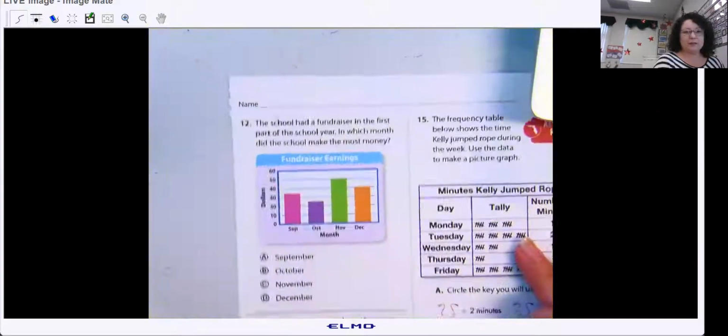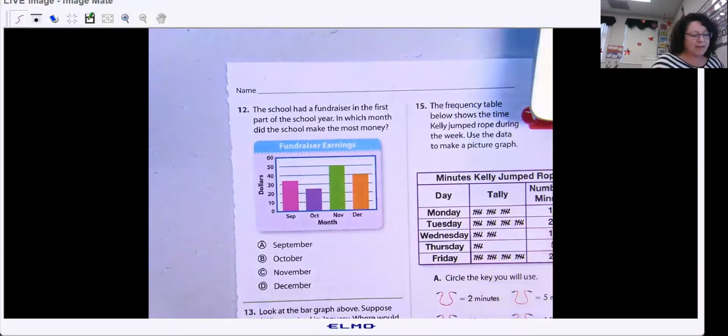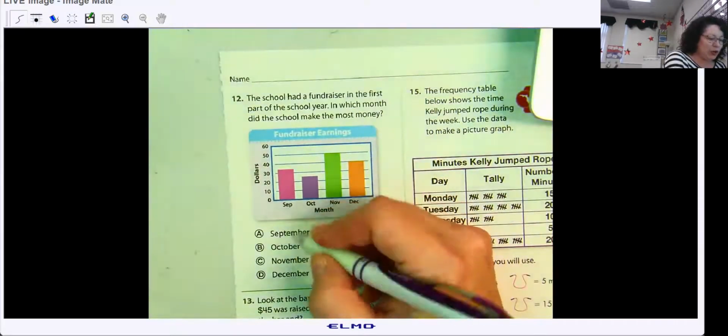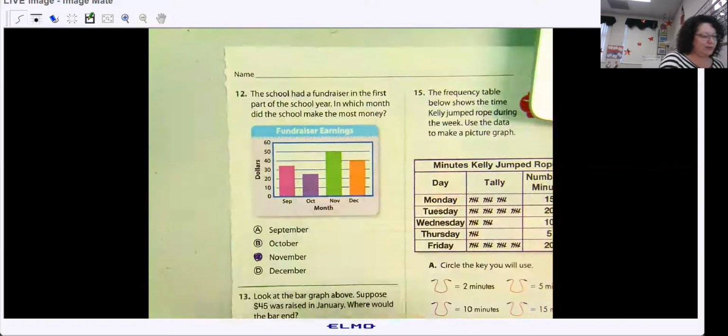Number 12. The school had a fundraiser in the first part of the school year. In which month did the school make the most money? The highest amount? Pretty easy. Which one has the tallest bar? November. Pretty easy with that one.